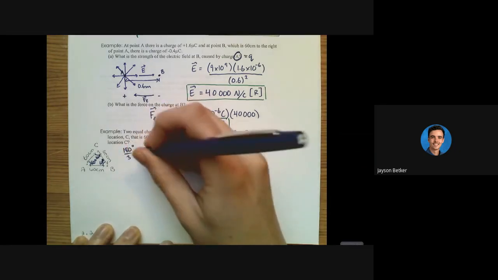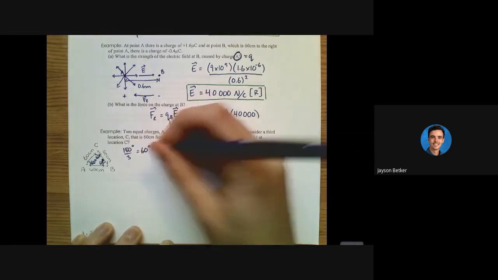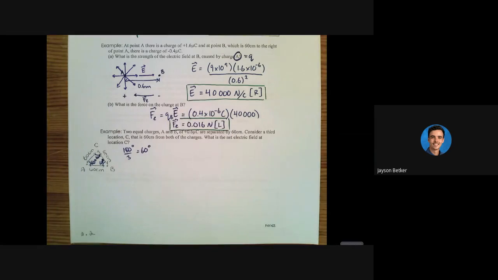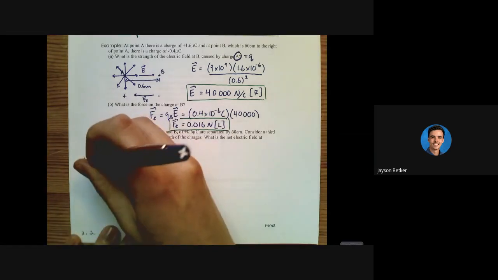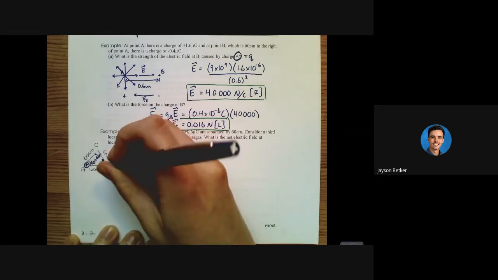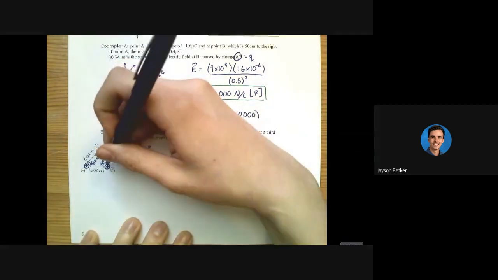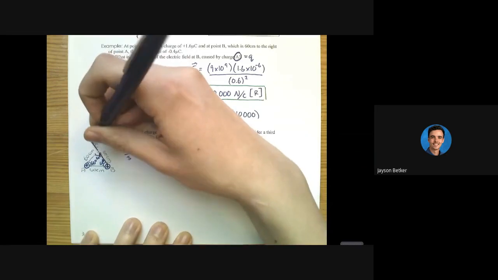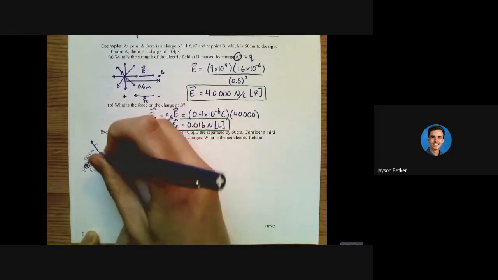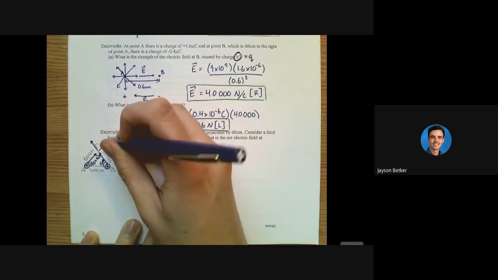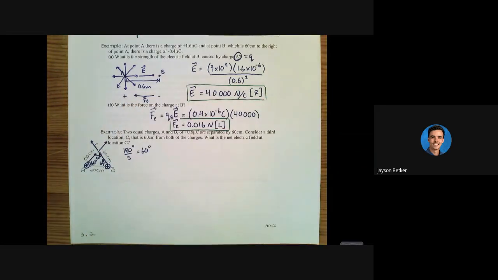So there's 3 angles. So that gives us 60 degrees for each of our angles on this problem. Now, A and B are both positive, which means that the electric field at C is going to be that way, right? Away from the positive charges. It's always which way would a positive test charge feel a force? Well, it would feel a force of repulsion. So that's the way that our electric field is going to look at C.